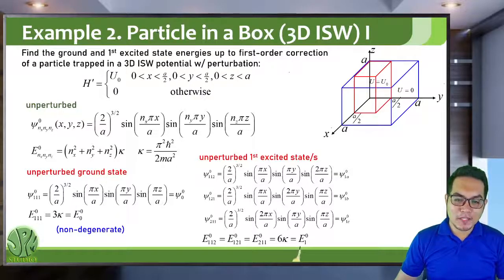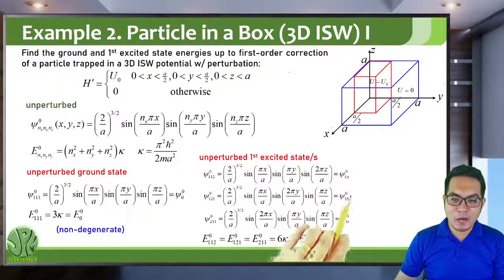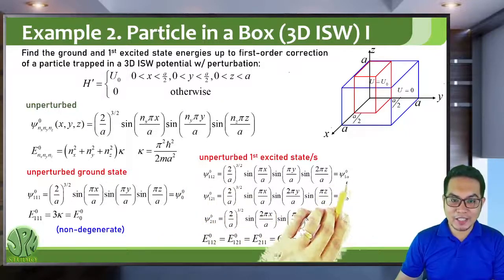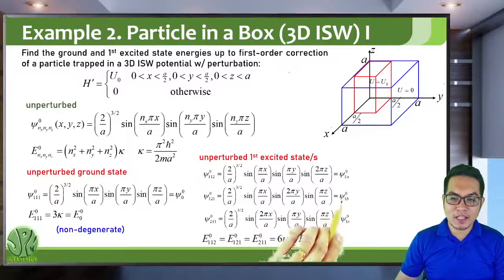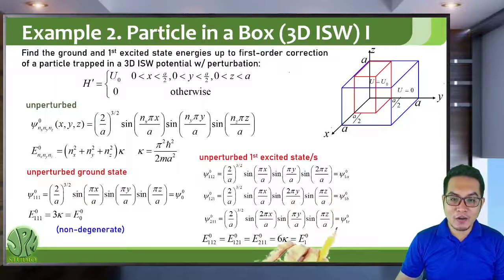And I will rename this energy as E10 to signify that this is the unperturbed first excited state energy. Since there are 3 states here, I will rename psi 1120 as psi 1a, psi 1210 as psi 1b, and psi 2110 as psi 1c, to signify that these 3 states are all first excited states: psi 1a, psi 1b, and psi 1c.